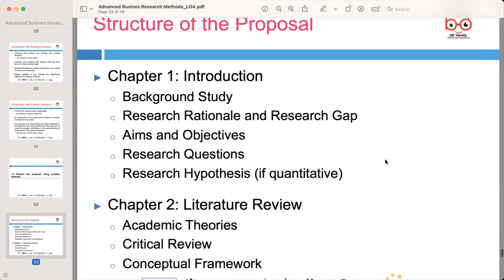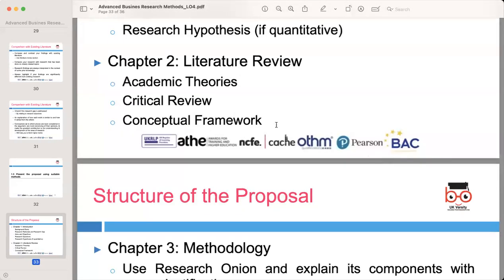The next chapter in your research proposal covers the literature review, academic theories, critical review, and conceptual frameworks. In the second chapter, this section examines existing academic theories and research related to the topic. It involves the following steps: academic theories, critical review, and conceptual frameworks.